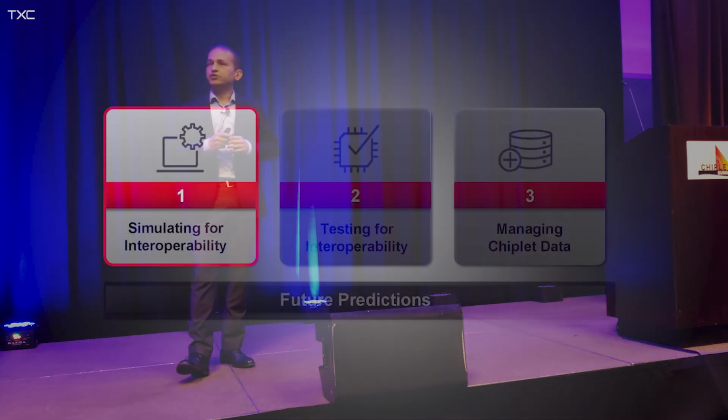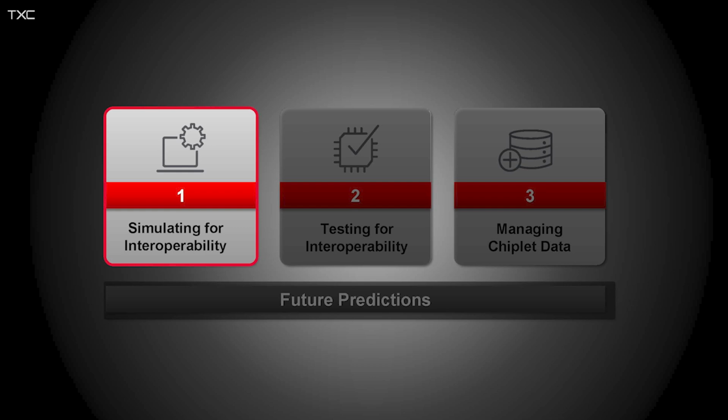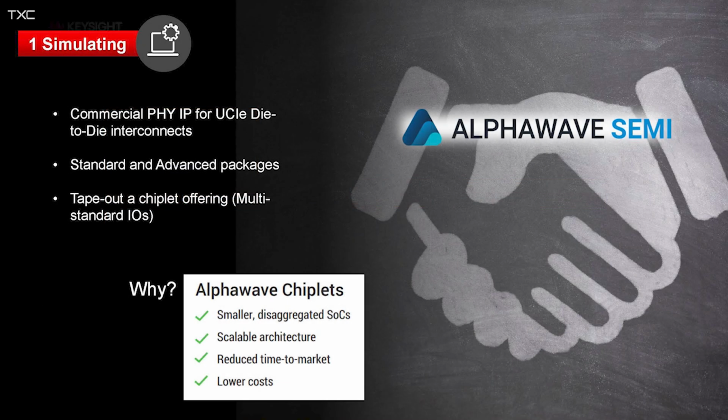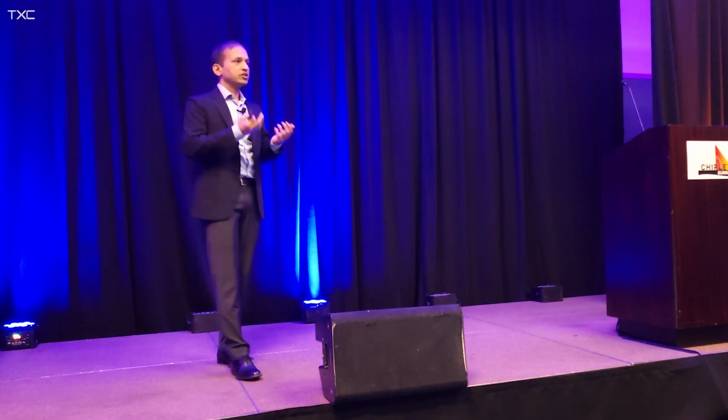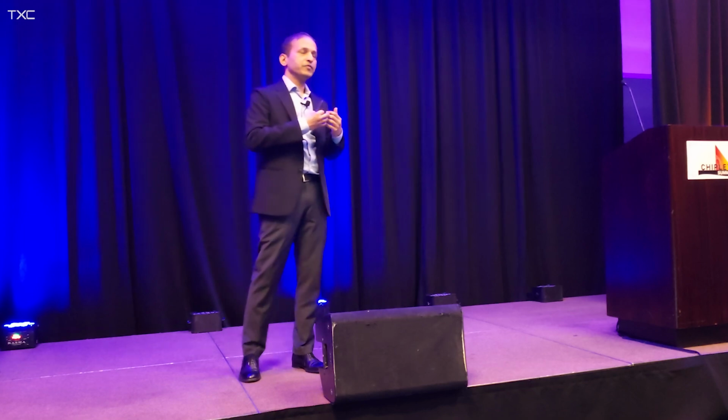So, simulating for interoperability. This is a very good story about partnerships and about how we started looking at the UCIe standard. We're working with AlphaWave actually on PCI Express. And after attending one of the Chiplet Summit sessions, we talked to AlphaWave and discussed the new UCIe standard that was being proposed. And we found a very good partner. AlphaWave told us a bunch of requirements that they had, what they were looking for, what their customers were asking them to do. And we worked together to come up with a plan to approach this.